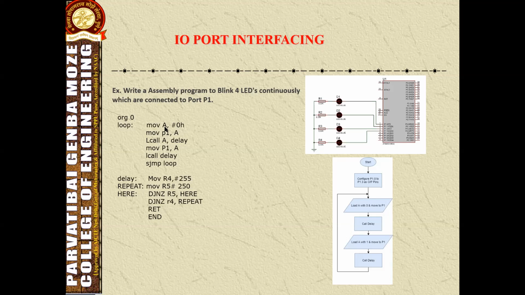Why are we doing that? Because we have to make port 1 an output port here. So this A value will be loaded into port 1 by using the instruction MOV P1, A. MOV P1, A means the value inside A, that is 00, is loaded into P1. Now P1 is loaded with 0. Hence port P1 acts as the output port, and all the LEDs will be turned off because there is no current flow through the pins of the port.